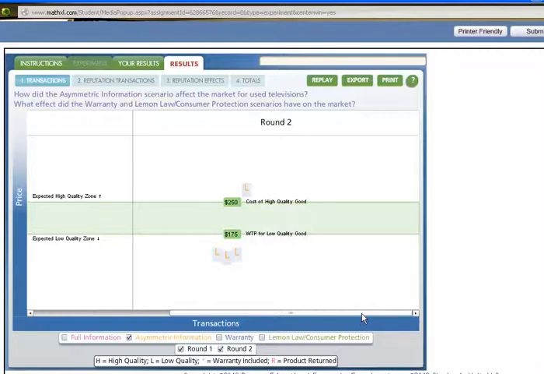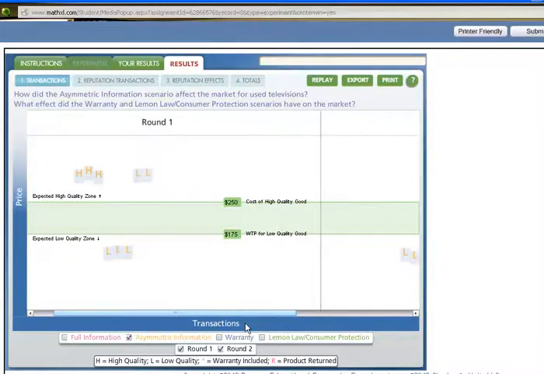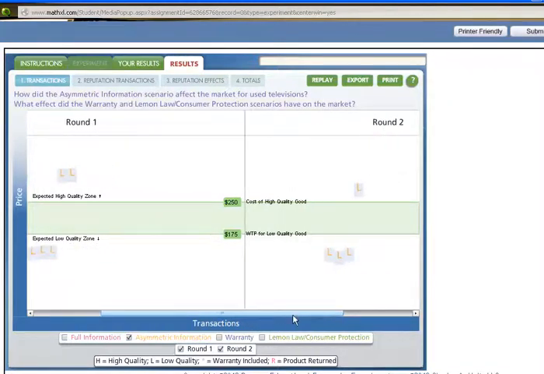And so the idea with the asymmetric information treatment is that not only do we see a smaller number of transactions taking place, but we actually see some students getting burned, and we see high quality goods being driven out of the market because these low quality sellers can essentially price their low quality goods at a high price. Students are getting leery of that and are stopping buying.